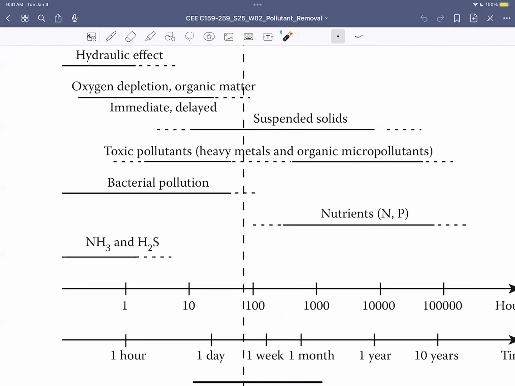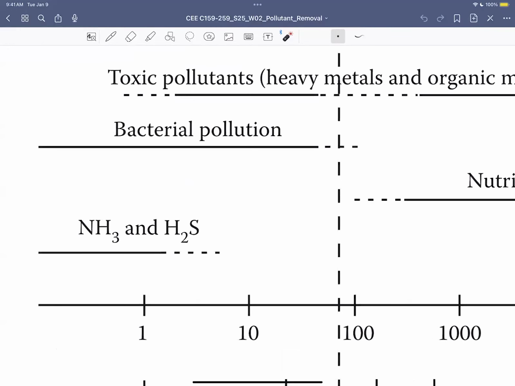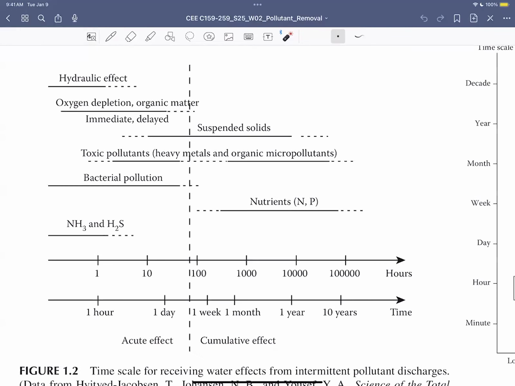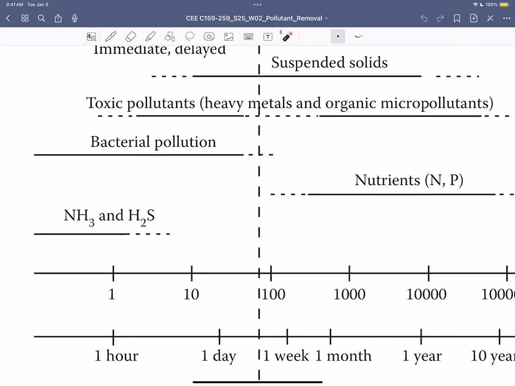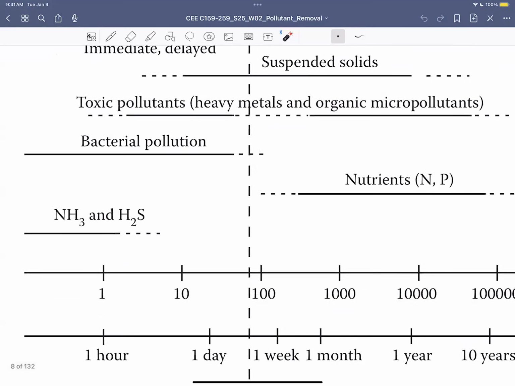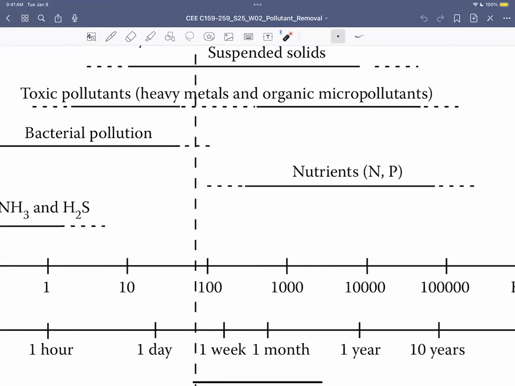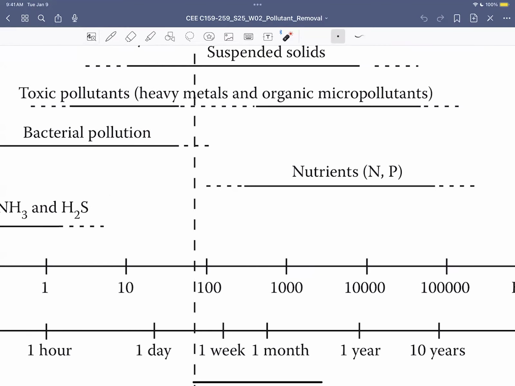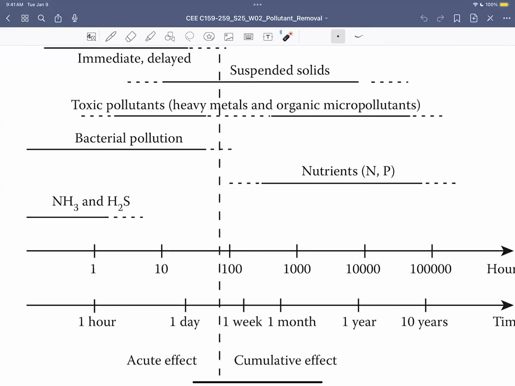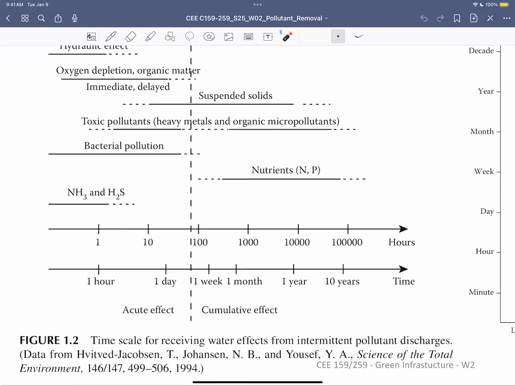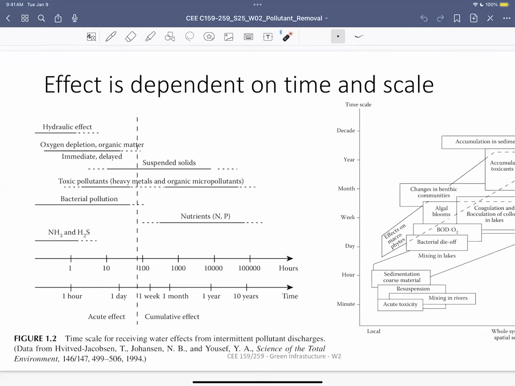At the same time, if you look at gases like nitrogen or hydrogen sulfide, they last a very short time because they are gases. Gas can be released from the water, so that's why they will last a maximum of a few hours. However, if you think of nutrients, the nutrients can last from weeks to 10 years. That's because of algae and other content. So that's why it's important to think of how long they last, so that you can understand how long this effect will be visible.